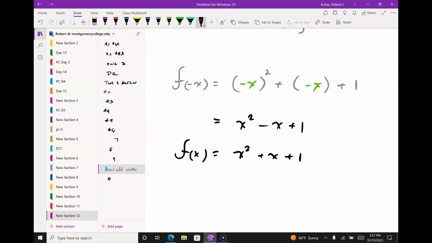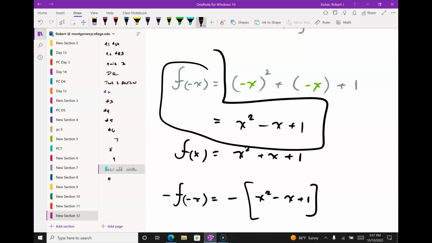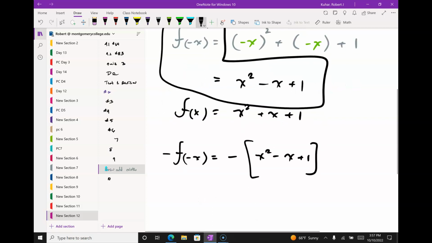Then what am I supposed to do for odd? I take my f of negative x and negate it, right? So I'm taking my x squared minus x plus 1. I'm taking this piece and negating it, yes? So what do I get? I get minus x squared plus x minus 1. Is that f of x? Is that the same as f of x? No, so it's not odd. It's not even, it's not odd, it's neither.